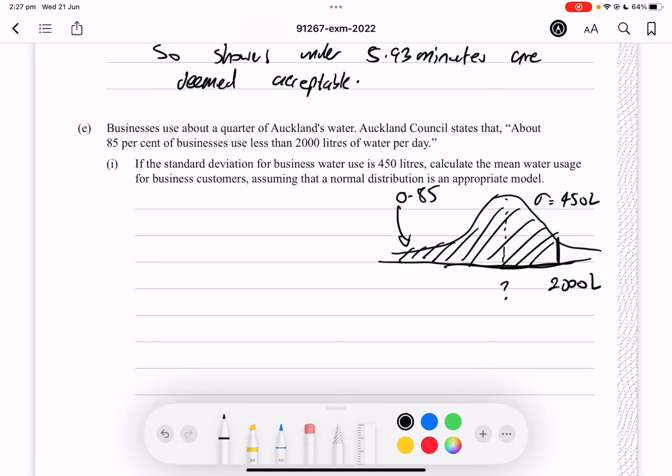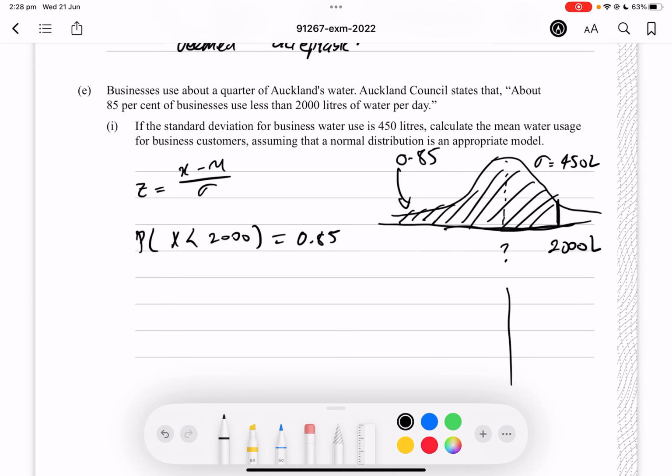So the first thing we want to be doing in this question is using the Z-score formula, so the Z conversion. However, we do need the Z-score, which is the number of standard deviations away from the mean of 2,000 liters. So we should be converting this to a standard normal. So in this case, we know that P of X less than 2,000 is equal to that entire left tail area, which is 0.85. And we want to find what is the Z value, some Z value of the standard normal. So the standard normal will be a normal distribution.